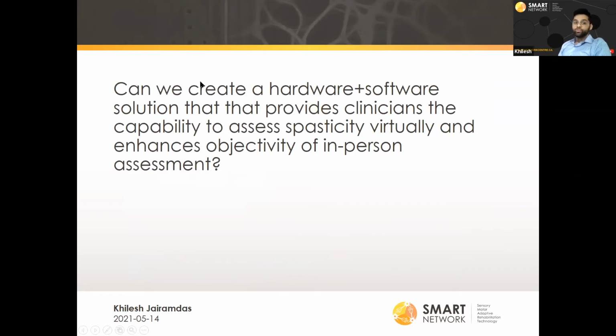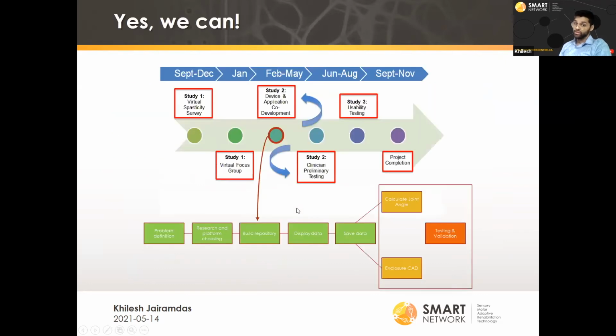So again, the question is, can we create a hardware-software solution that provides clinicians this capability to do it virtually and also enhance the objectivity of the in-person assessments as well? And I'd wager that we can. In fact, that is what we're doing right now. So I have two timelines here. The one on the top is the overarching timeline of the project as far as Daniel is concerned. So you can see here, study number 1, we did a virtual spasticity survey.